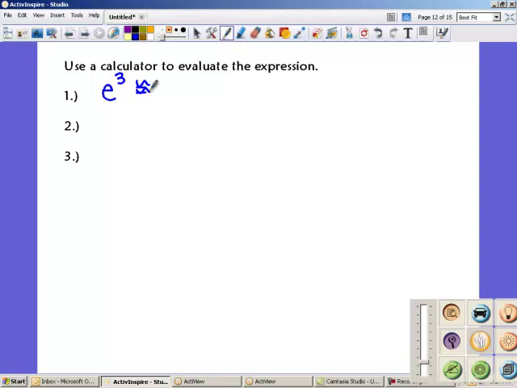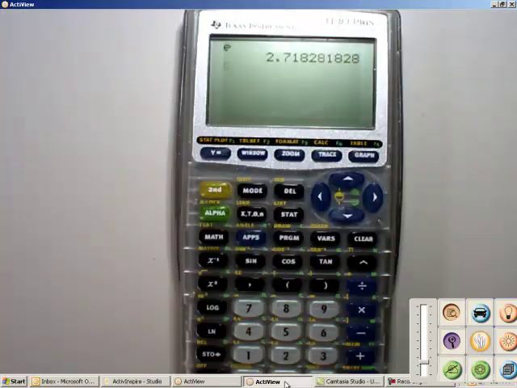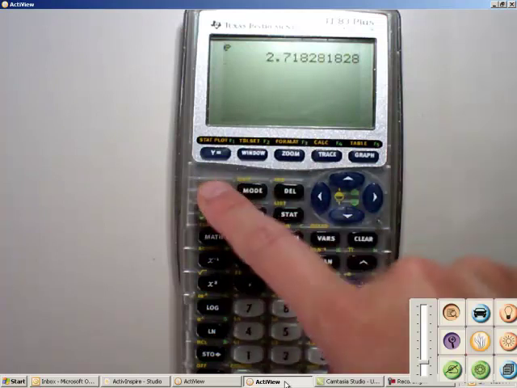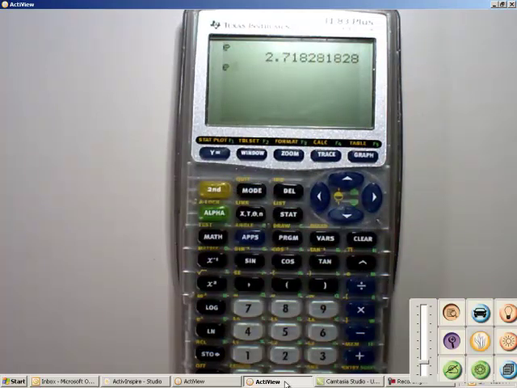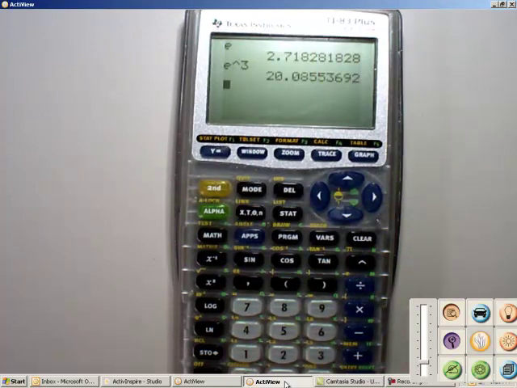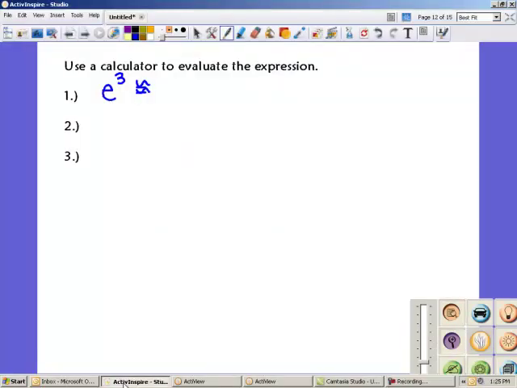So we have to go to our calculator, and because this is e to the third power, we're going to do a second, the division sign, raised to the third power. And there's our answer. So we can write 20.086 if you really wanted to. That's why we put those squiggly lines to let everybody know that we are rounding.